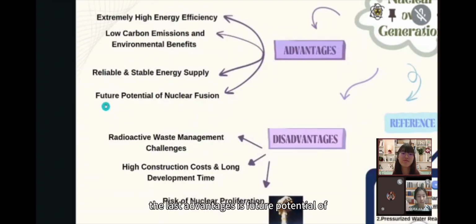The last advantage is the future potential of nuclear fusion. According to scientists, they are researching nuclear fusion, which could be a safer, cleaner, and nearly limitless energy source. And it produces no radioactive waste. If this research is successful, fusion could revolutionize global energy production.